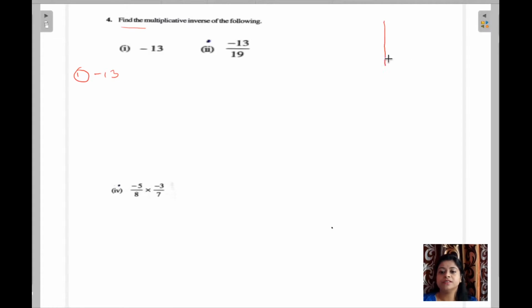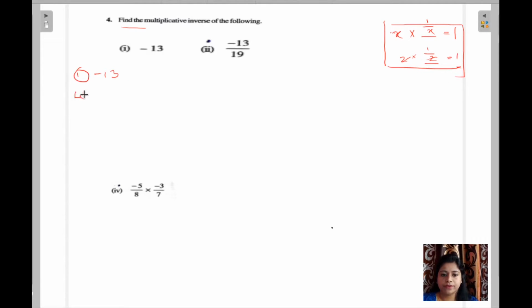What is the multiplicative inverse? We have discussed in our previous class that if x is a number, we have to multiply something with x to get the answer as 1. So what we have multiplied? 1 by x. Suppose 2 is a number. What should we multiply with 2 to get 1? It should be 1 by 2. 2 and 2 cancel out, so we will be left with 1. So this only we have to find here.